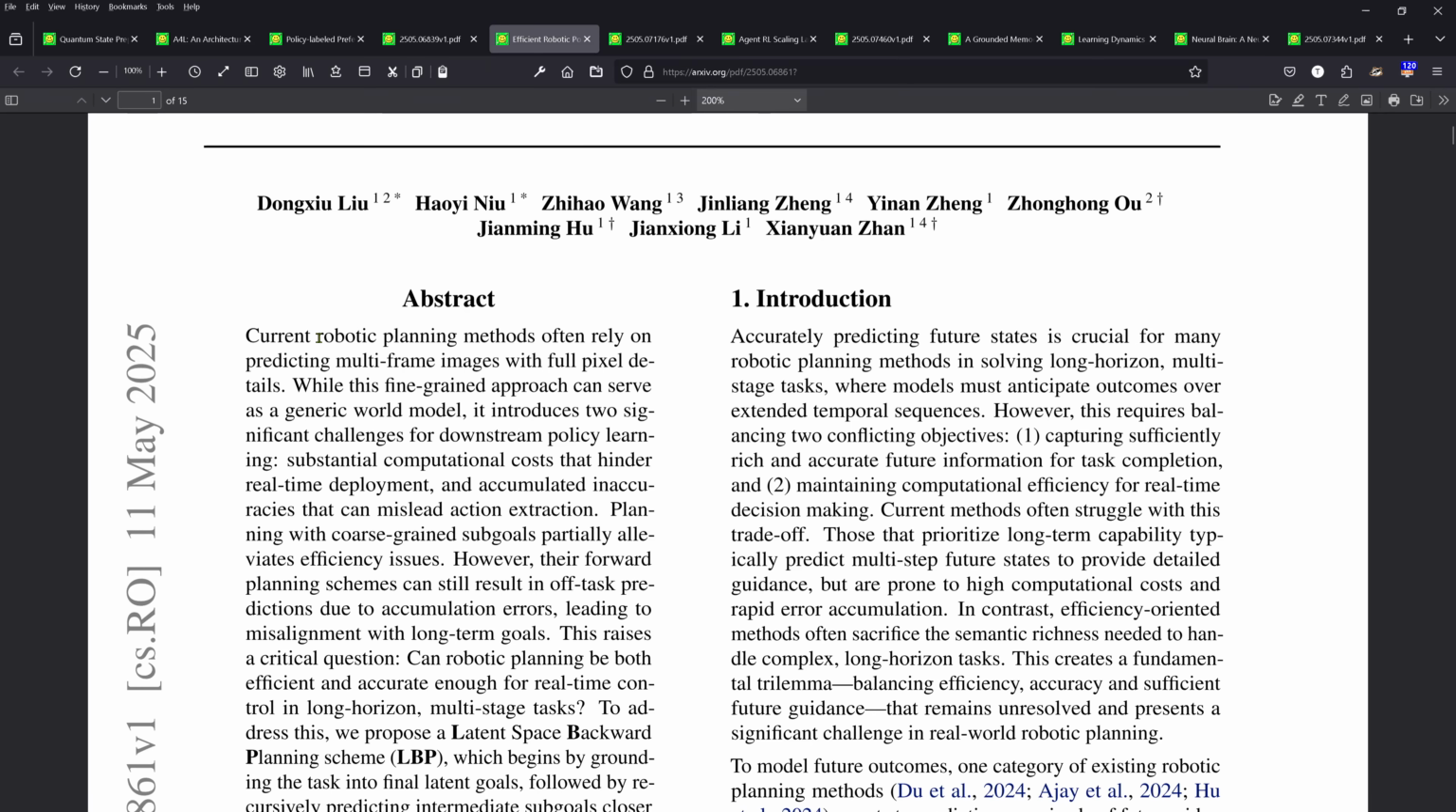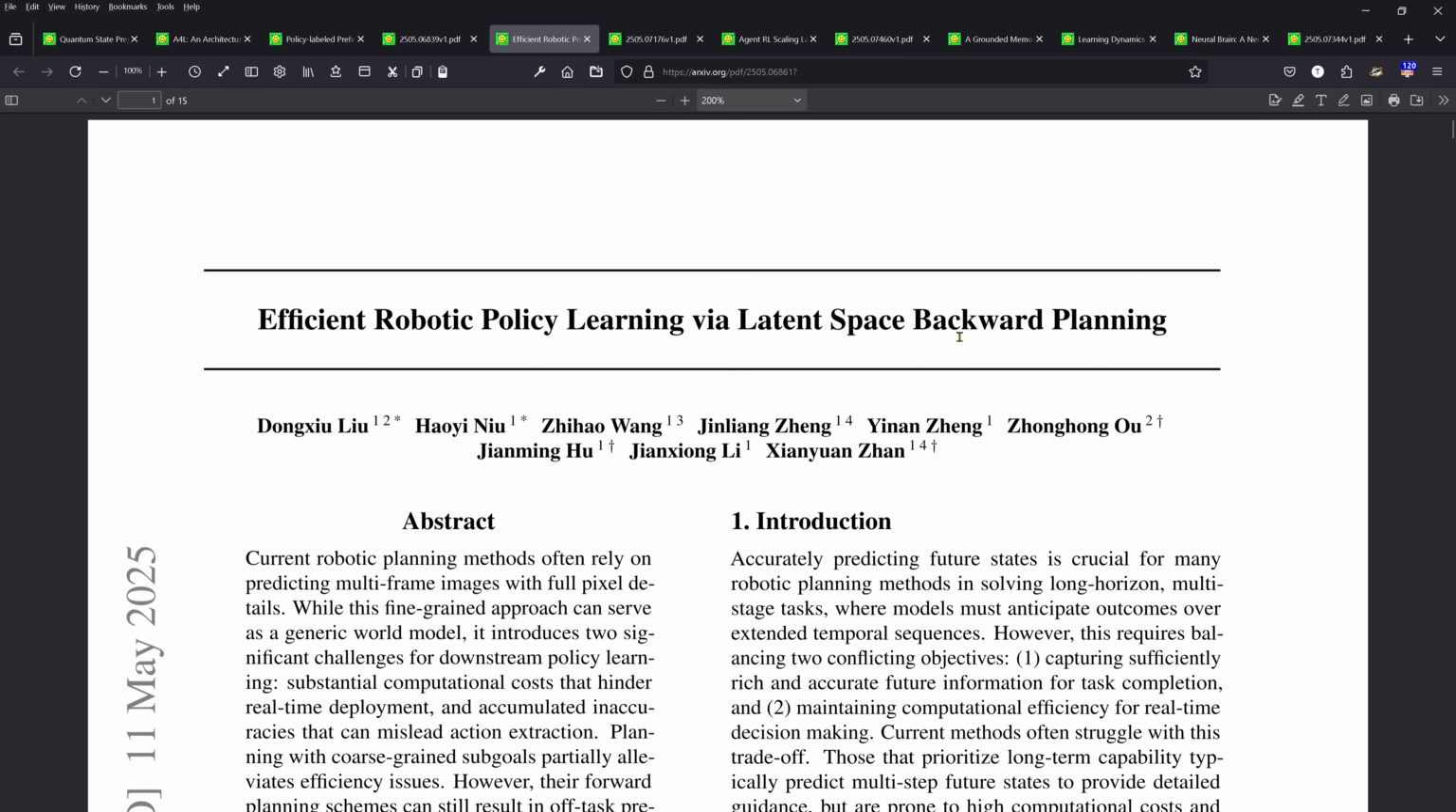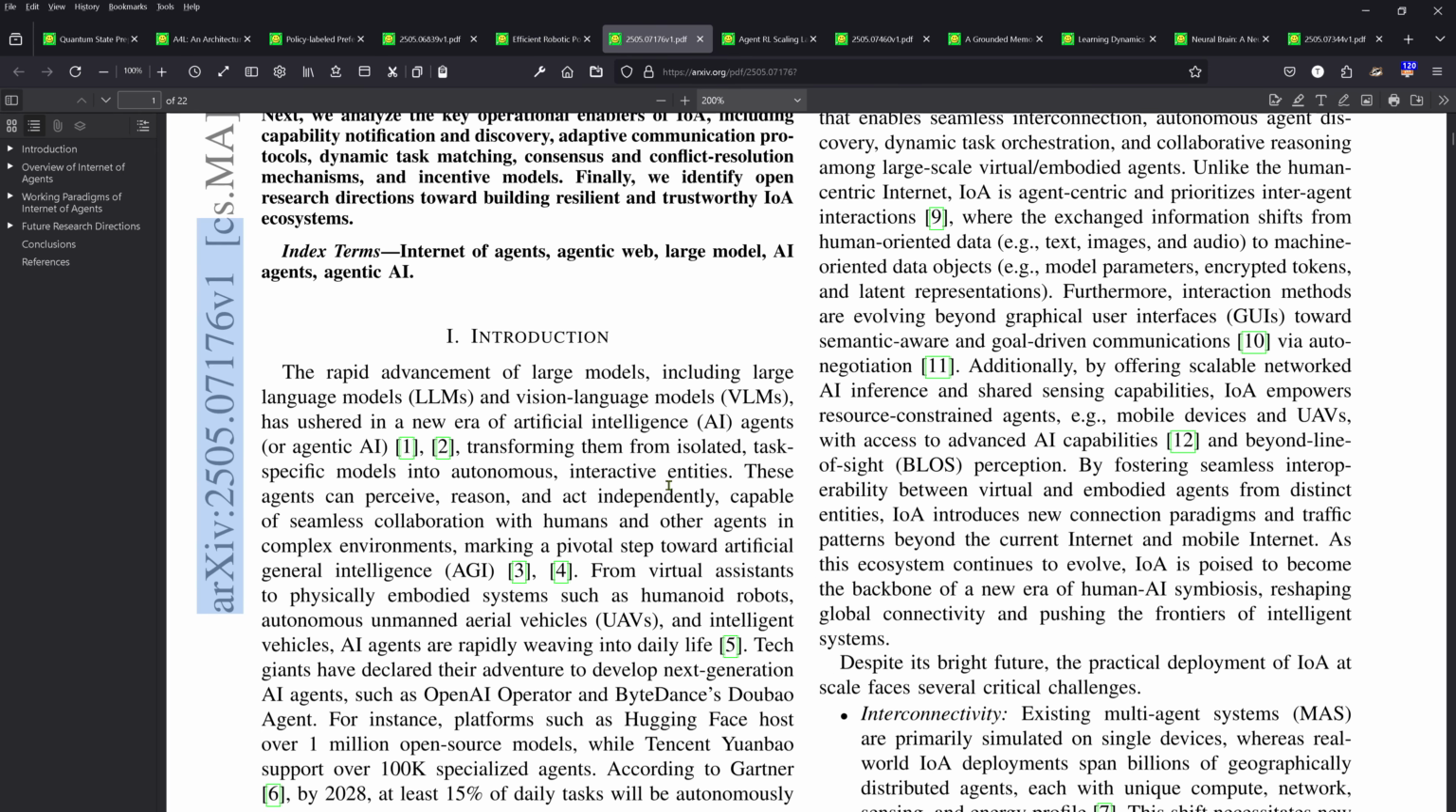And they tell you the current robotic planning methods rely on predicting multi-frame images with full pixel details. However, their forward planning schemes can still result in off-task prediction due to accumulation errors, leading to misalignment with the long-term goals. And they ask here a critical question: can robotic planning be both efficient and accurate enough for real-time control in the long horizon, in a multi-stage task? And they develop here a new methodology. If you are into robotics, there's a beautiful new idea of going backward here in your planning process.